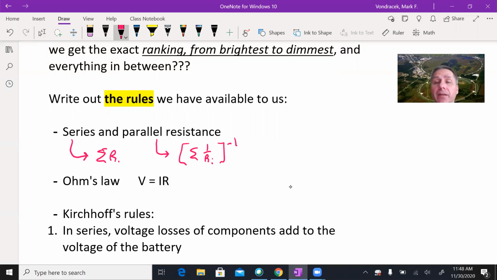Ohm's law, which might be the most famous of these rules, V equals IR, is the connection between the big 3. Voltage: you need a battery, you need power for a circuit. The resistance, which you can't avoid, is in every circuit that we use. And then the current, and that's really the current that we're after today.